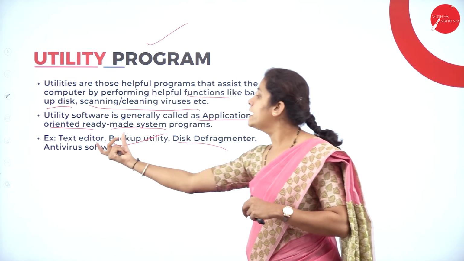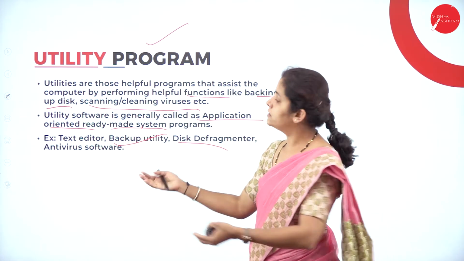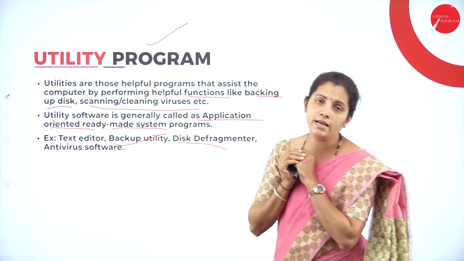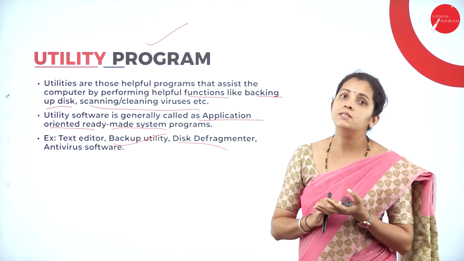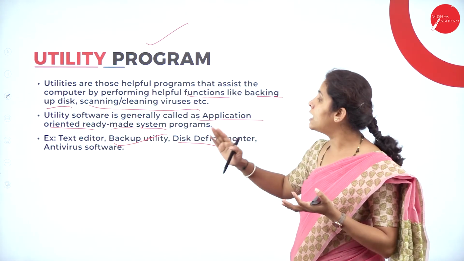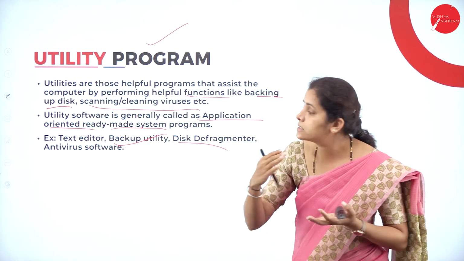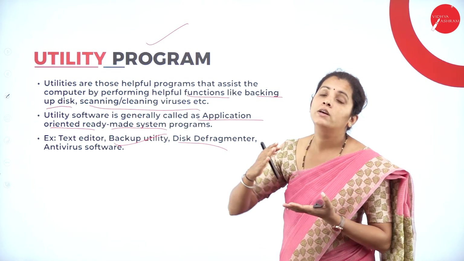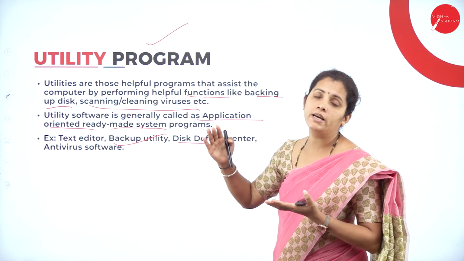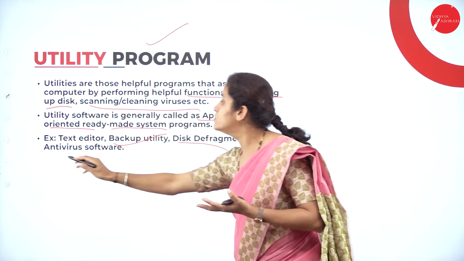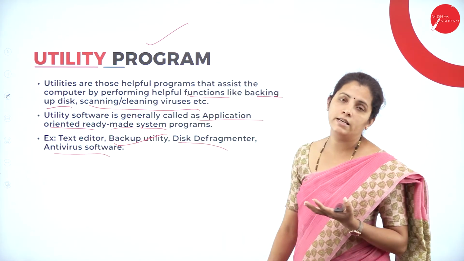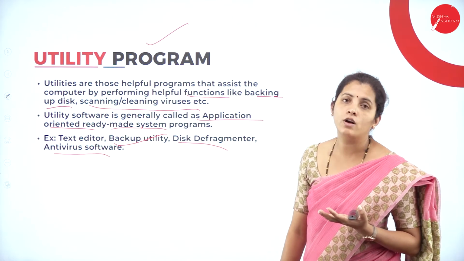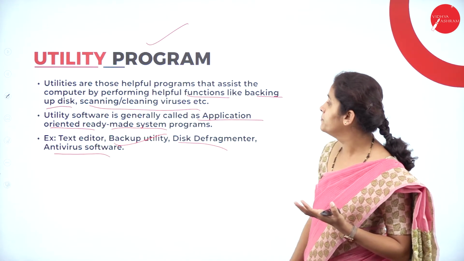So consider the antivirus software. That antivirus software is mainly used to perform some specific kind of task. So what kind of task is it? Protect your data or protect your information from the virus. So the job of the antivirus here is to protect your data or protect your computer system.